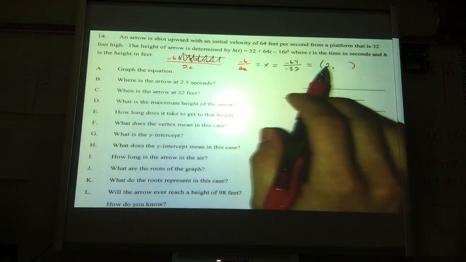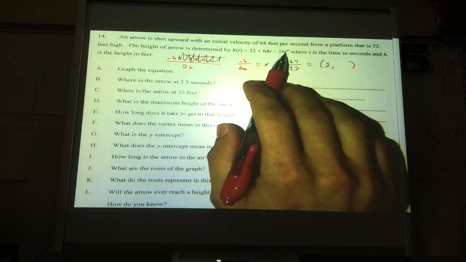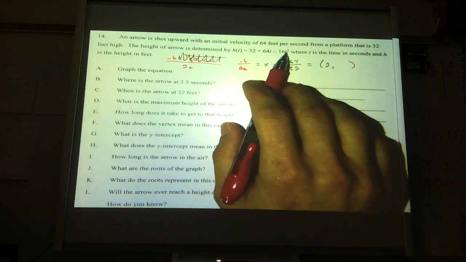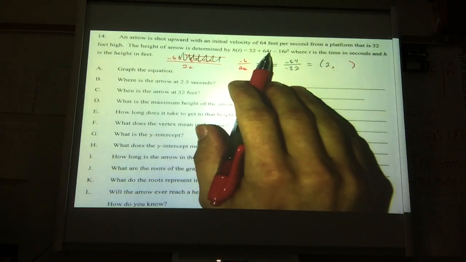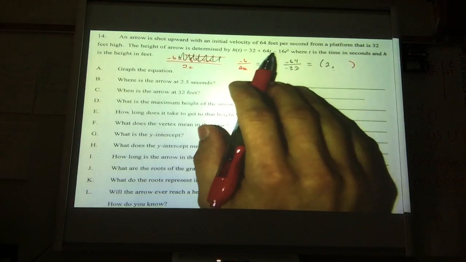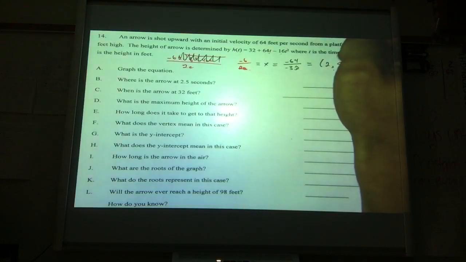To get the maximum height, you take the 2 that you just solved for using negative b over 2a, and you plug it into this original equation. So 2 squared is 4. 4 times negative 16, that's negative 64. 2 times 64, so 64 times 2, that's going to be 128. So 128 minus 64, that's positive 64, plus 32, so that's 96.